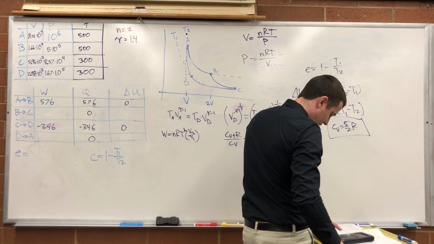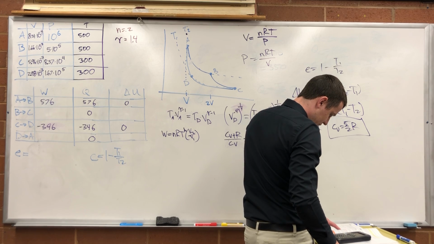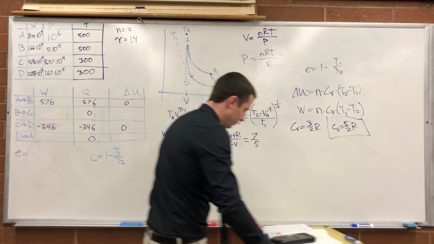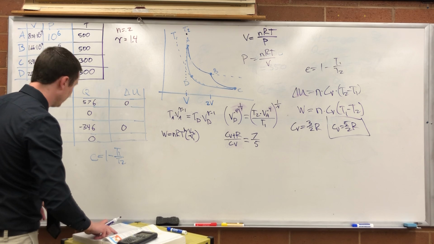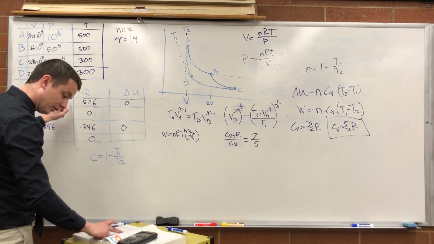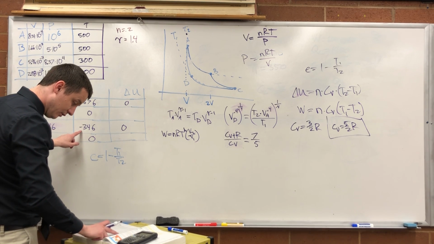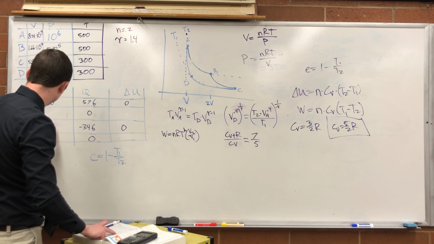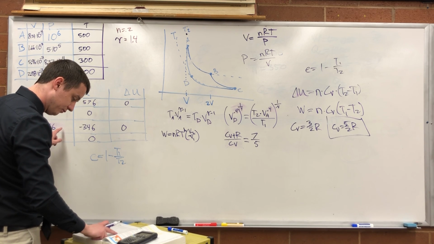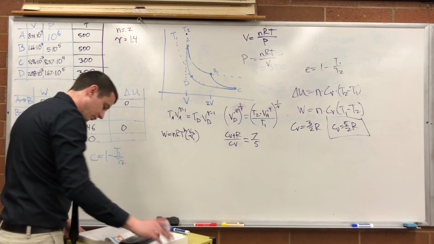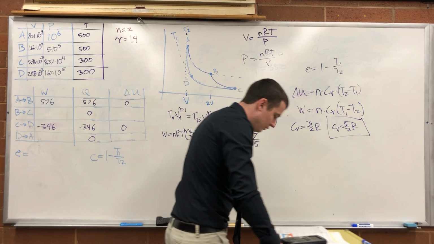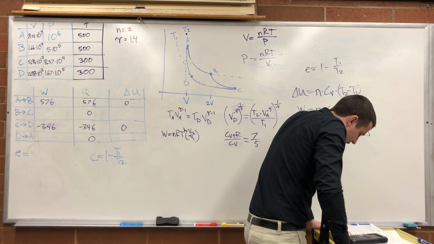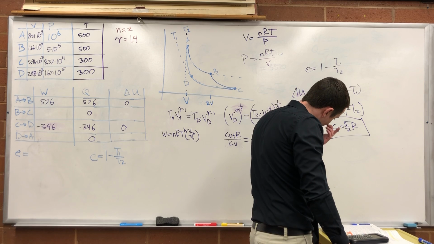B to C, that is not what they got. Let me check our table really quick to make sure we don't have any obvious mistakes. 576 minus 346, okay, those are the same. So they just got a different number on this. 832 joules.